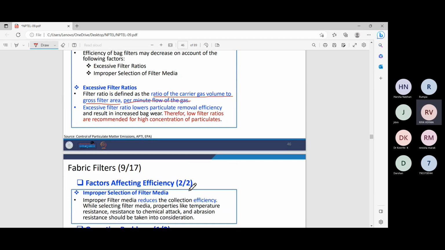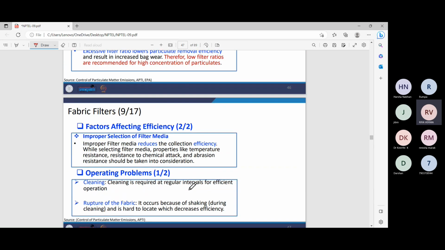Next is improper selection of the filter media. It also reduces the collection efficiency, because properties like temperature resistance, resistance to chemical attack, and abrasion should also be taken into consideration. What kind of gas or what kind of particles we are dealing with is very important to understand in choosing what kind of filter media we should use.